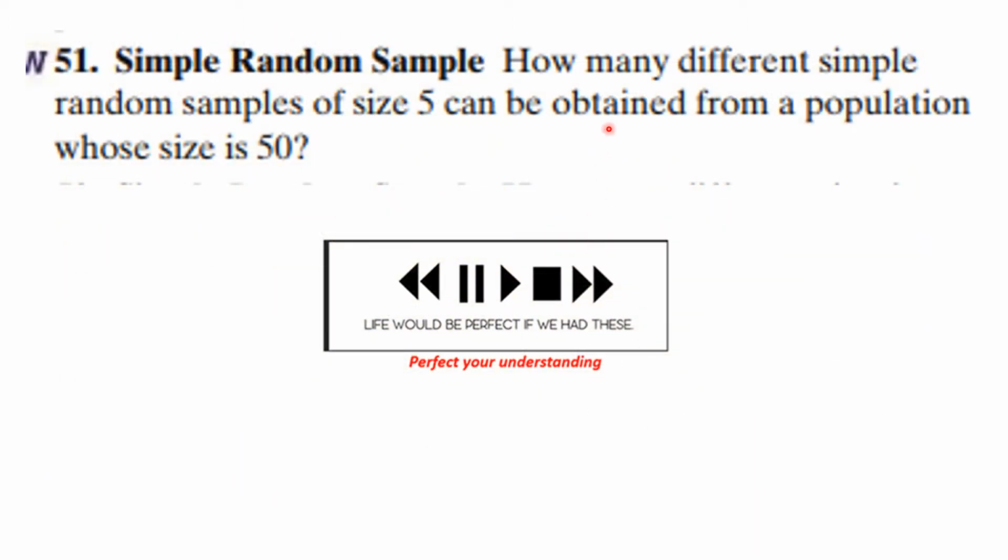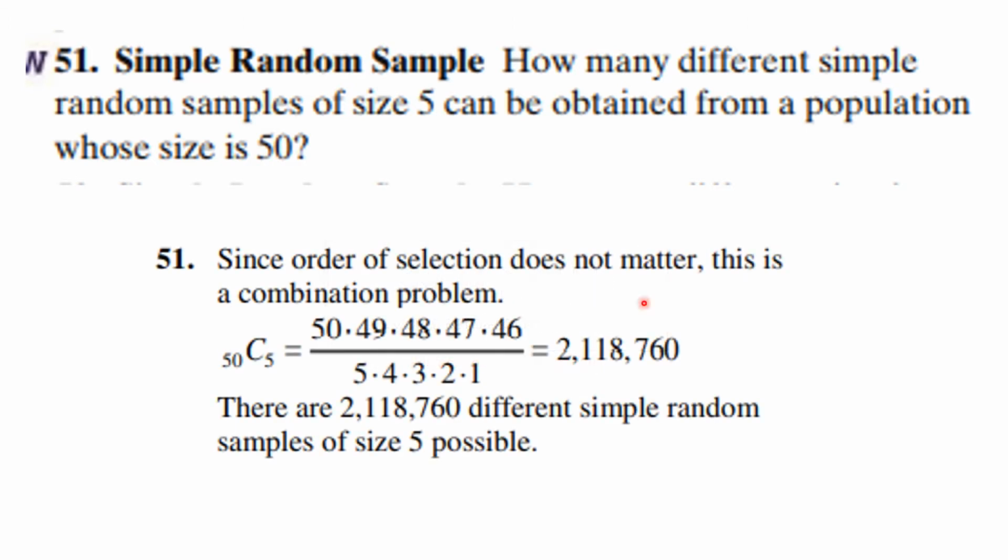Why don't you try one? How many different simple random samples of size 5 can be obtained from a population whose size is 50? You know what to do. Let's see how you did. So it is 50 choose 5, and this is the part of the calculation. And it's a little better than 2 million. Actually, that's quite a bit over 2 million are possible. We deal with big numbers when we're doing this kind of thing.